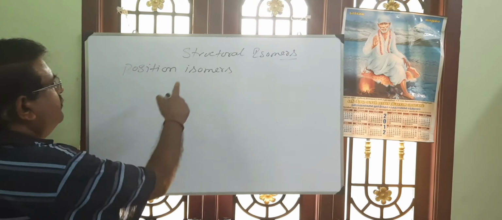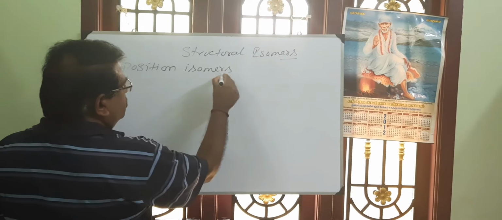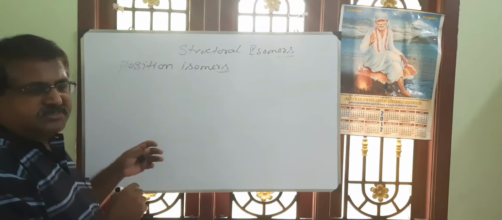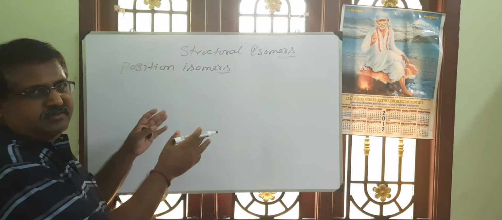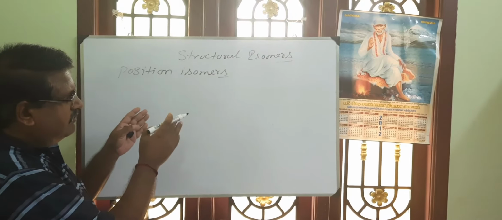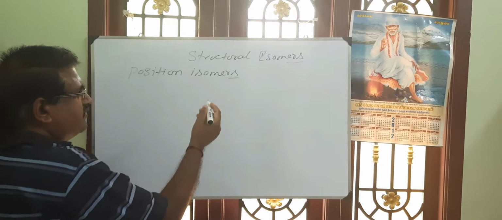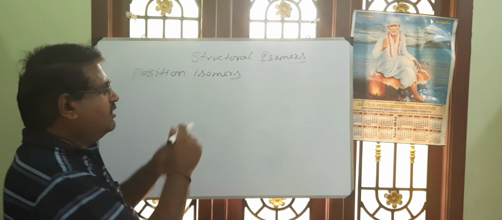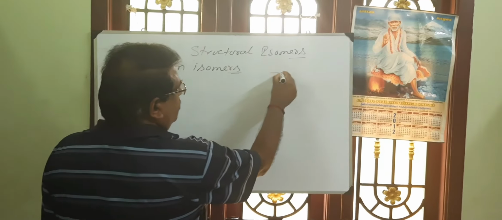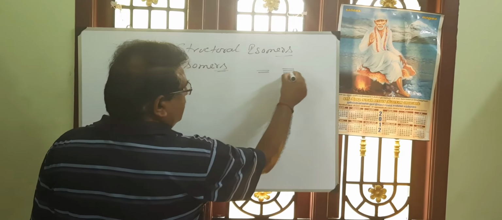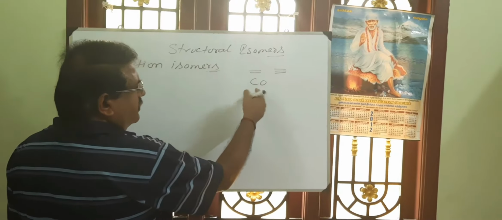Let's discuss another type of structural isomers, position isomers. Position isomers differ from each other in the position of specific functional groups present in the structure. What are functional groups? Functional groups are the active sites of the molecules. There are many functional groups. A double bond is a functional group. A triple bond is another functional group. CO is the keto group, CHO the aldehyde group, COOH the acidic group, OH the hydroxyl group, SH the thiol group. These are the functional groups.